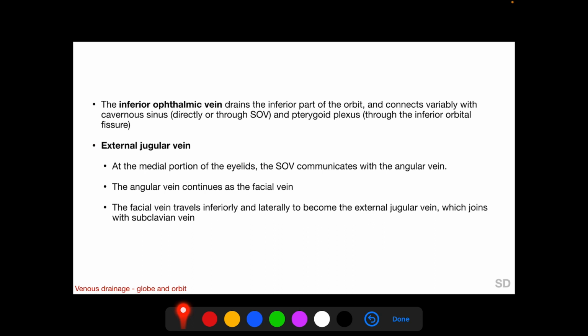Coming to the territory of the external jugular vein, at the medial portion of the eyelids, the superior ophthalmic vein communicates with the angular vein, and the angular vein continues as the facial vein, and the facial vein travels inferiorly and laterally to become the external jugular vein, which joins the subclavian vein.